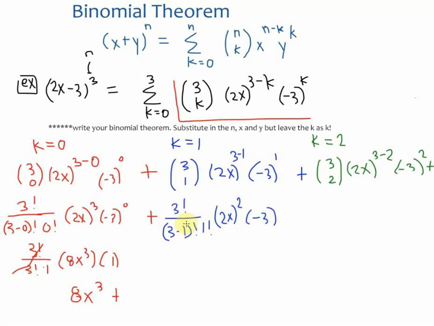Okay, here we're going to start canceling these out. This would be 3 factorial, which is, actually, I'm not going to write it like that. I'm going to write it like this. 3 times 2 times 1 over 2 factorial, which is 2 times 1, times 1. These cancel, all the 1s. You're left with just a 3 there. And this is 4x squared, right? Because you have to do 2 squared, 4x squared.